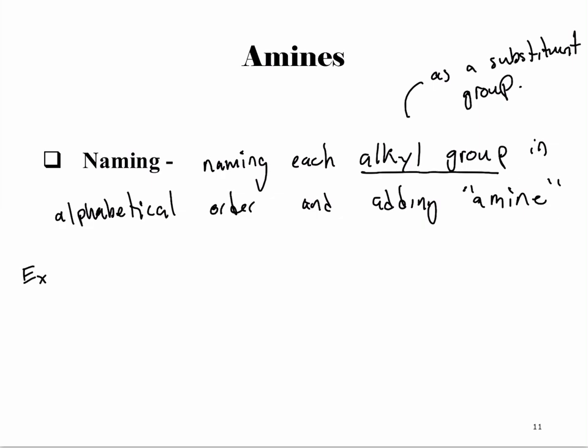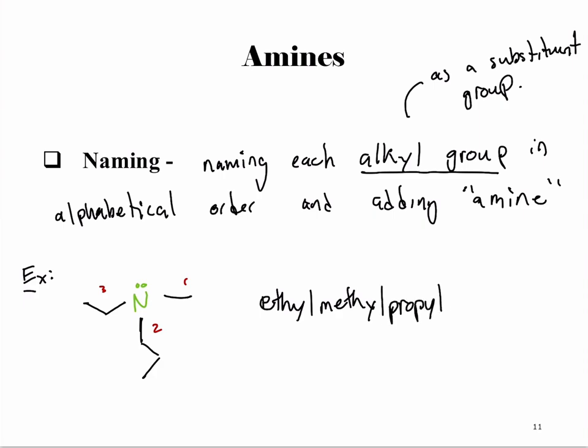So an example, we have this amine. Let me draw this a little better. We have 1, 2, 3 different groups. So if you were to classify this amine, how would you classify it? Tertiary, right? And then we're just going to list them in alphabetical order. So we have a propyl group, an ethyl group, and a methyl group, right? So we're going to write ethyl, methyl, propyl, and then we just add amine at the end.